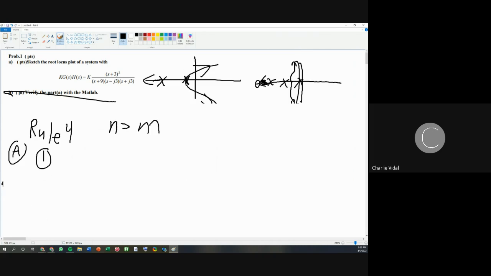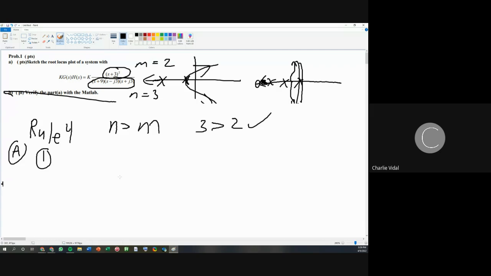What is n and what is m? N is how many s's are on the bottom. This is N, and up here is M. So from here we can see that N is equal to 3: s, s plus 9, s minus j3, and s plus j3. M is equal to 2 because this is squared. Is N greater than M? N is 3, and that is greater than 2. So this checks out. We're going to use rule number 4 now.